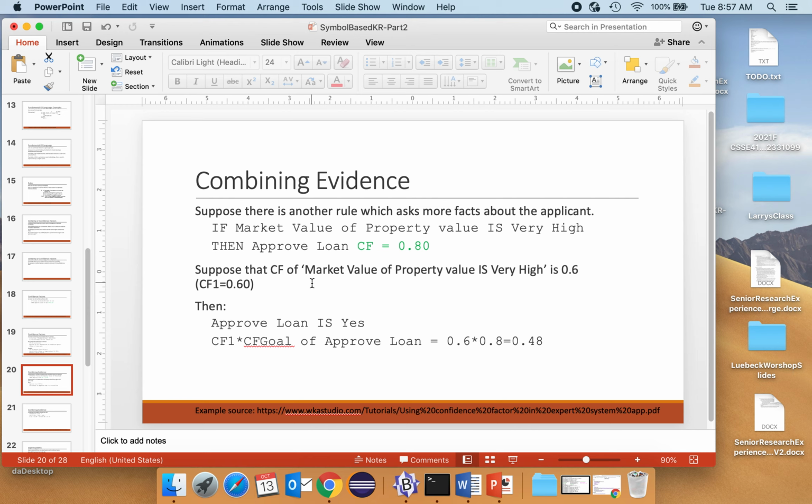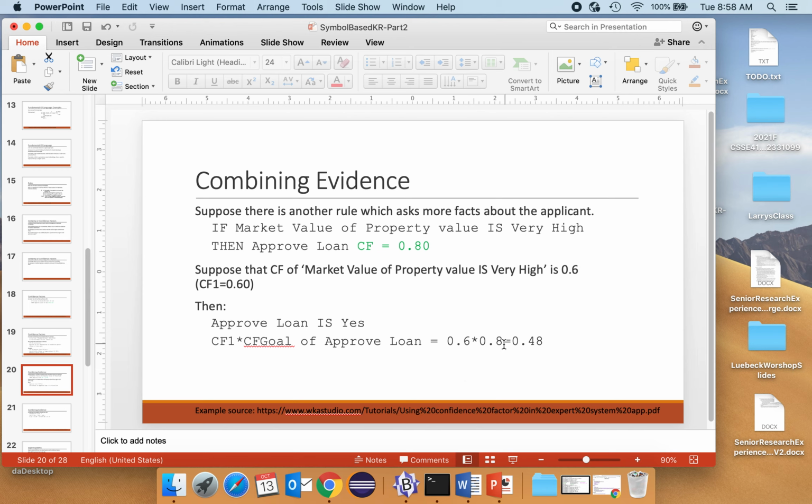Now, suppose there are several rules that might shed light on whether we should approve a loan or not. So for example, if the market value of the property is high or very high, then the approval of the loan has a certainty of 80%. So suppose we actually determined that. Suppose it was 0.6, that it is very high. So we again multiply these two things together. So we now have 0.48.